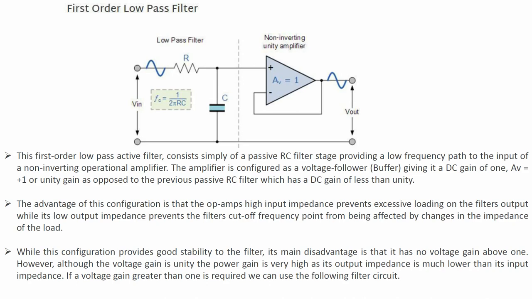The advantage of this configuration is that the op amp has high input impedance. We have seen op amp input impedance is extremely high. So, this prevents excessive loading of the filter's output, while its low output impedance prevents the filter's cutoff frequency point from being affected by changes in the load. That is the advantage of using the operational amplifier as a unity gain amplifier or voltage follower.